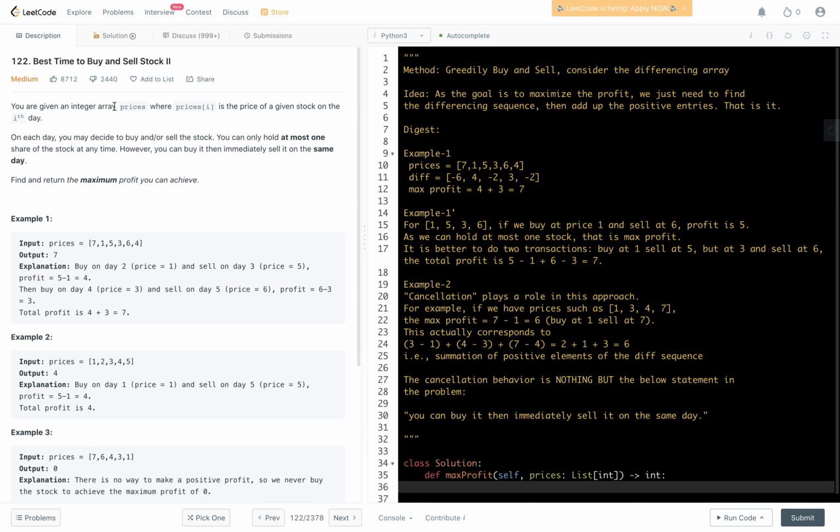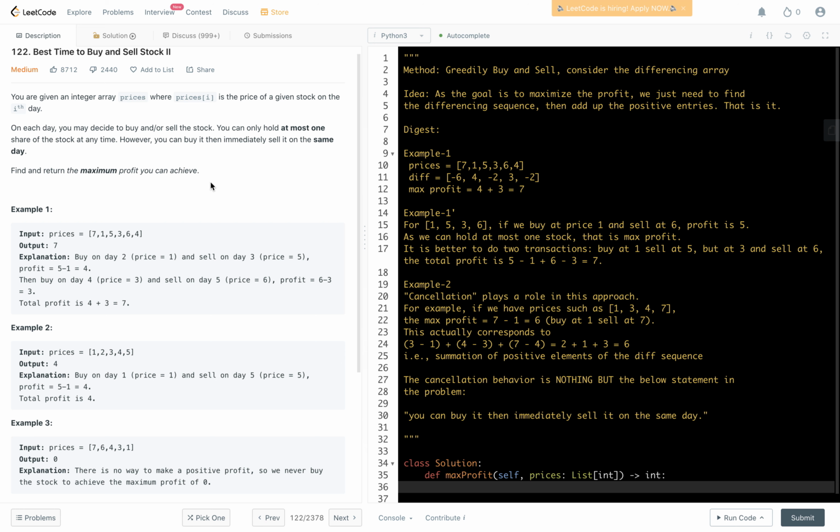So we are given an integer array called prices, where prices[i] is the price of a given stock on the ith day. So on each day, we may decide to buy and or sell the stock. So we can only hold at most one share of the stock at any time. However, we can buy it, then immediately sell it on the same day. So find and return the maximum profit we can achieve.